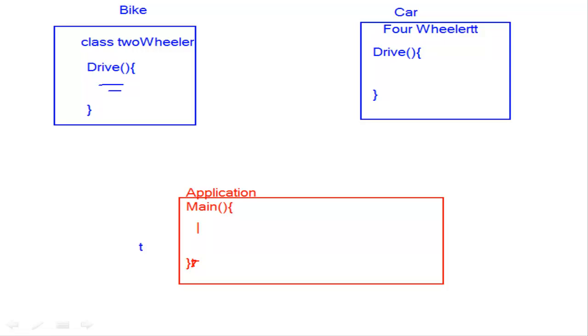In this one, you might have created a bike: Bike b = new Bike(). And then you might have called b.drive(). This is how you used to write the program. In the same way, you might have written one more thing: Car c = new Car(), and then you might have said c.drive().